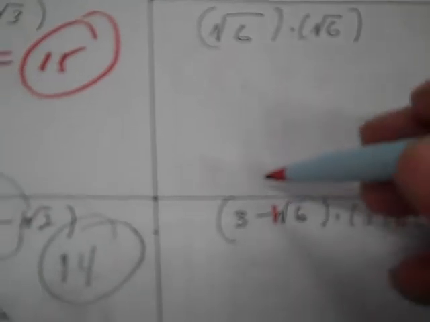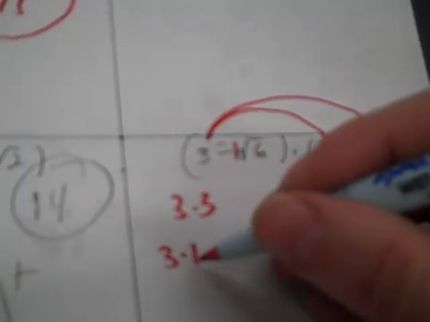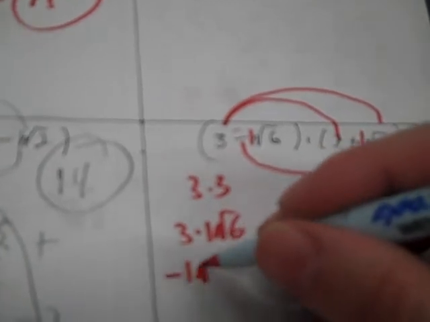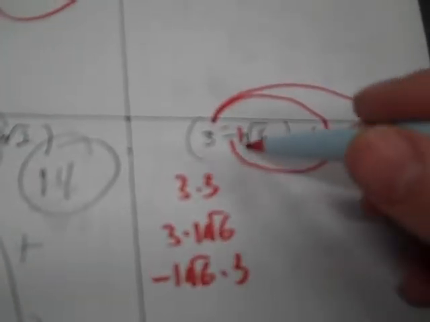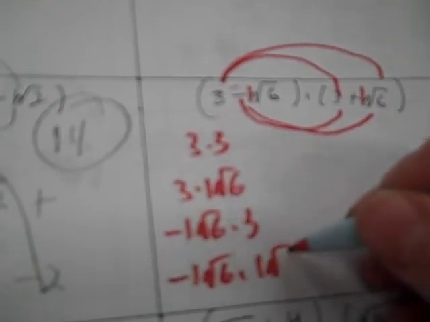Okay, next one. Again, we'll put 1's there. So again, I got 2 terms here, 2 terms here. That results in a FOIL method because I see the minus and plus operations. So that's FOIL. 3 times 3. 3 times 1 square root of 6. And these are conjugates again, just like those i's. Negative 1 square root of 6 times 3. And then negative 1 square root of 6 times positive 1 square root of 6.